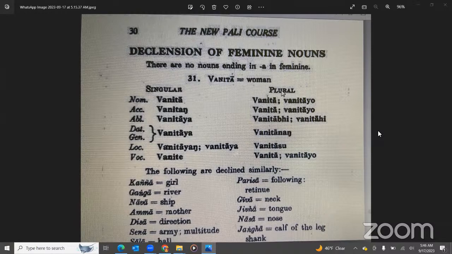So therefore, in this case also you can apply aya adesa. Aya adesa for anything, right? So you need to understand this thing also. Okay, now let's move to the other one.